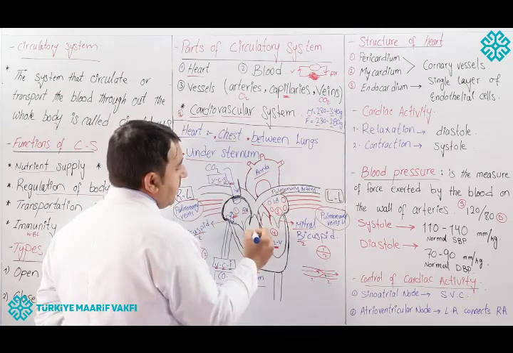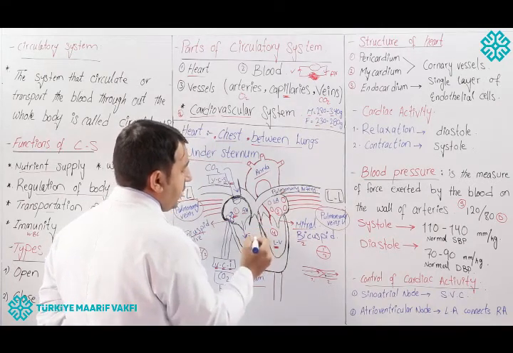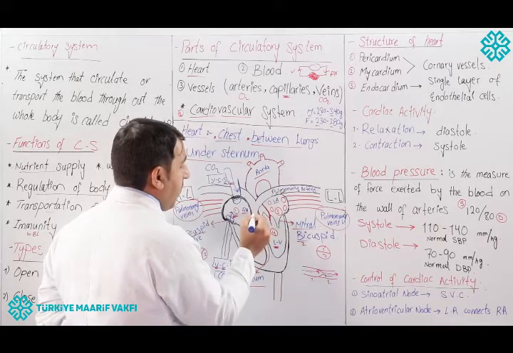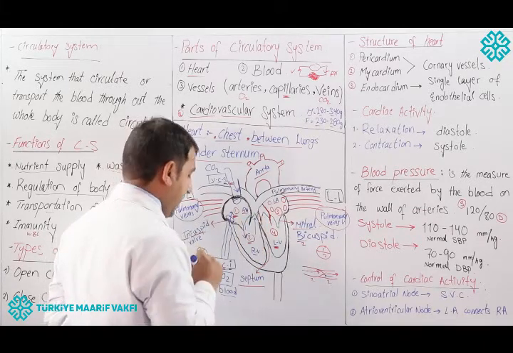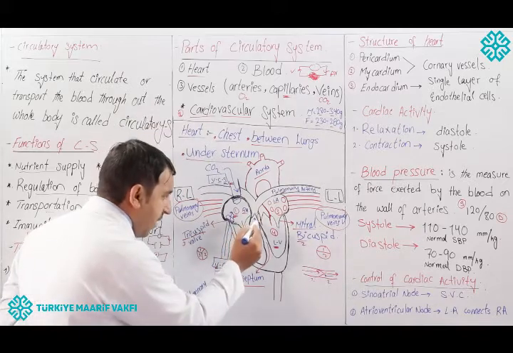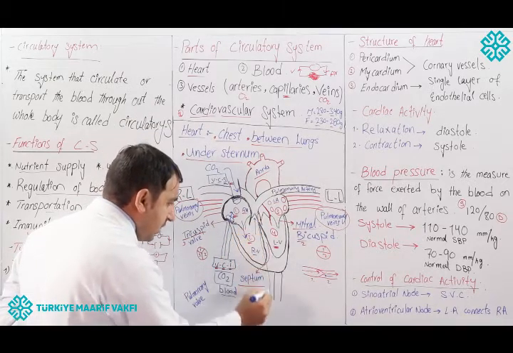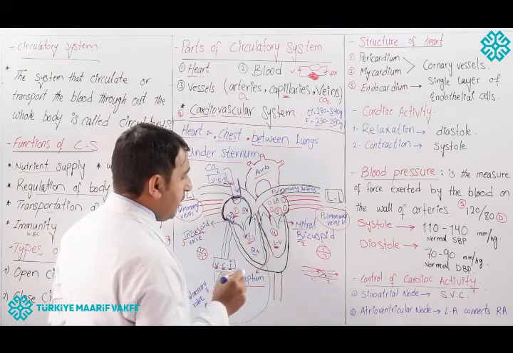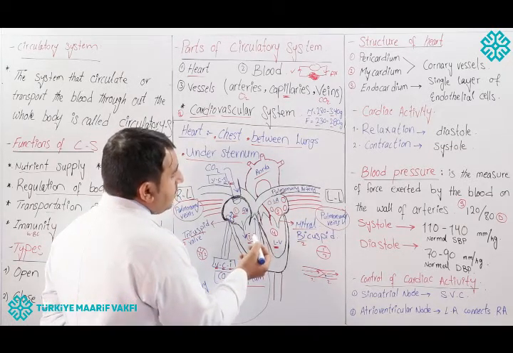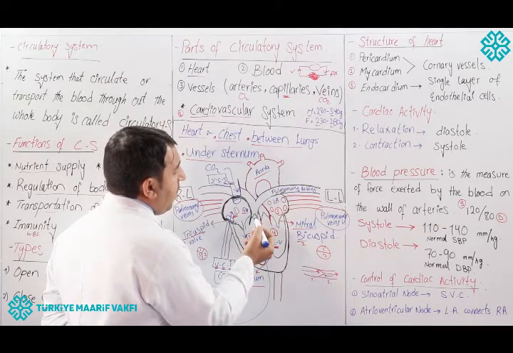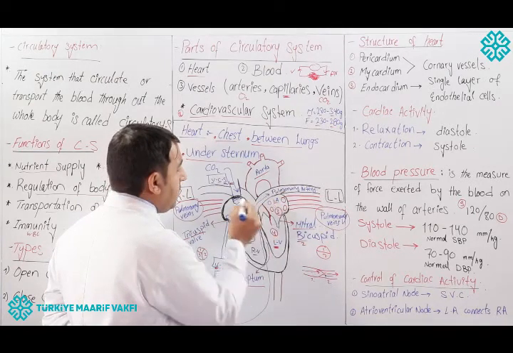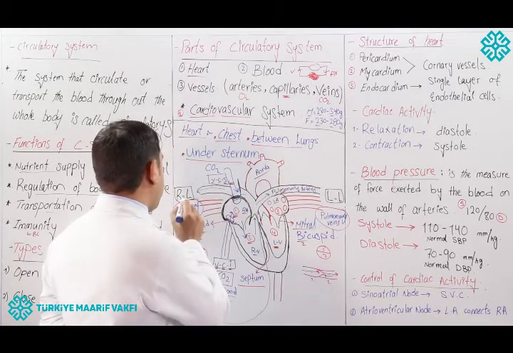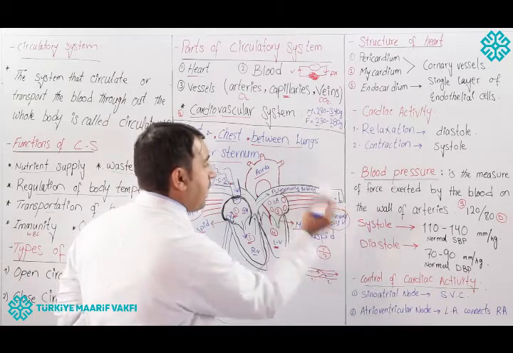After that, the blood from the right ventricle passes another valve. The name of this valve is the pulmonary valve. We have written it. Which valve? The pulmonary valve. From the pulmonary valve, the blood passes, and after that the deoxygenated blood is going to the right lung and left lung.